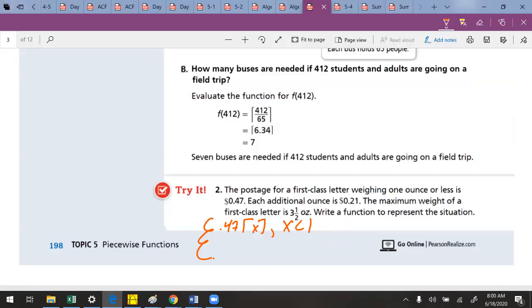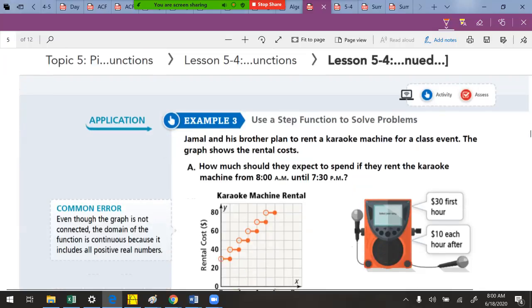But then anything bigger than 1, you're adding 21 cents. So it's 0.47 plus 0.21, another ceiling function. And this is when x is greater than or equal to 1, essentially. Again, since we're rounding it up, notice how we need to add 21 cents to the 47 cents. Even if it's 0.1 ounce, it's still 47 cents, essentially. Okay, moving on. Last example.